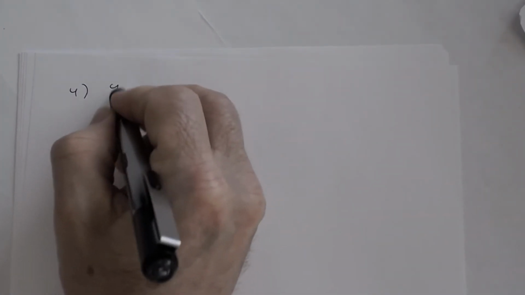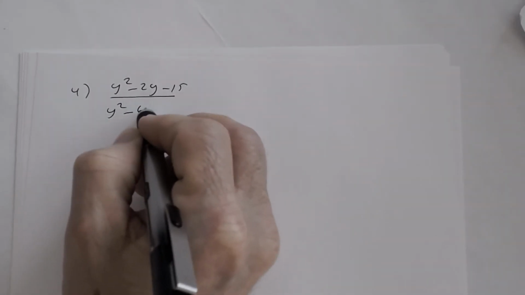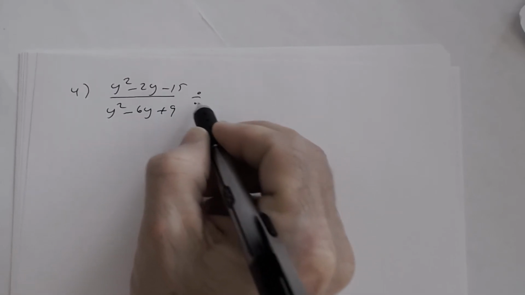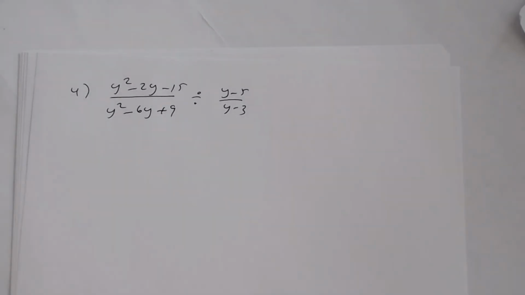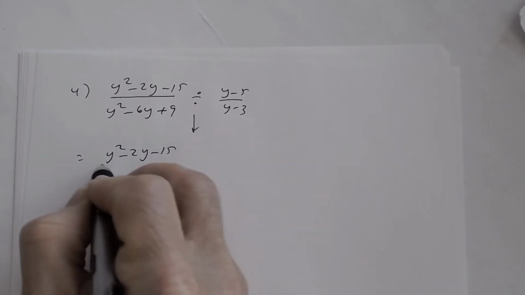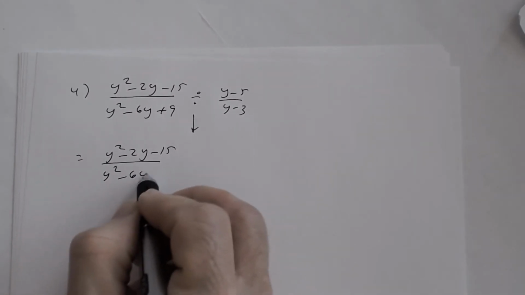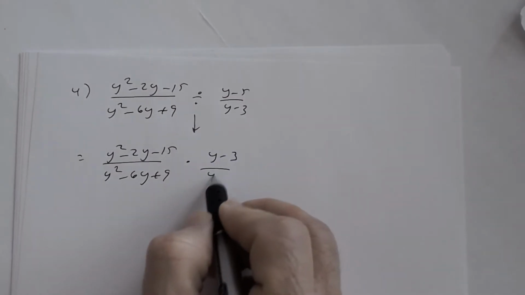All right, we have y squared minus 2y minus 15 divided by y squared minus 6y plus 9. And that's being divided by this rational expression, which is y minus 5 divided by y minus 3. So at this point, you should know what to do. What is the next step you're going to do? So the next step is to change this to a multiplication problem. Okay? So when I do that, and you got to show this, I'm going to get y squared minus 2y minus 15 divided by y squared minus 6y plus 9 times the reciprocal, y minus 3 over y minus 5.